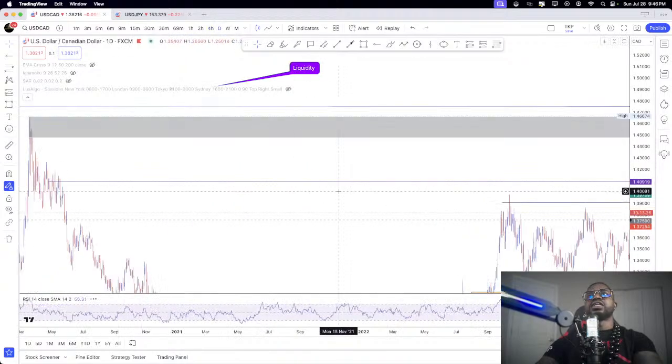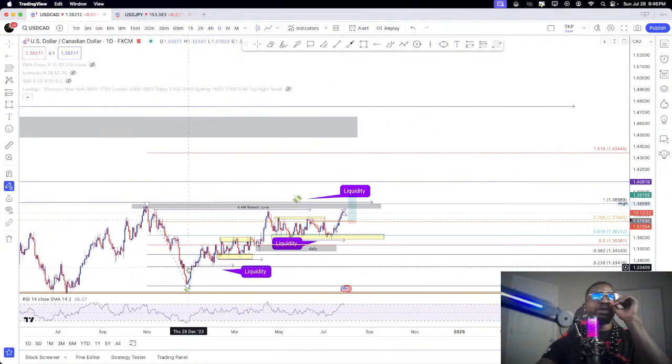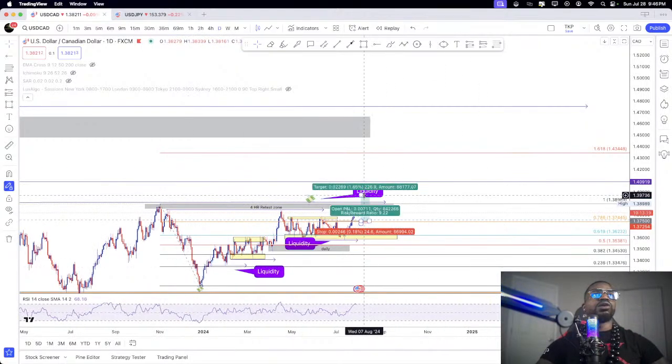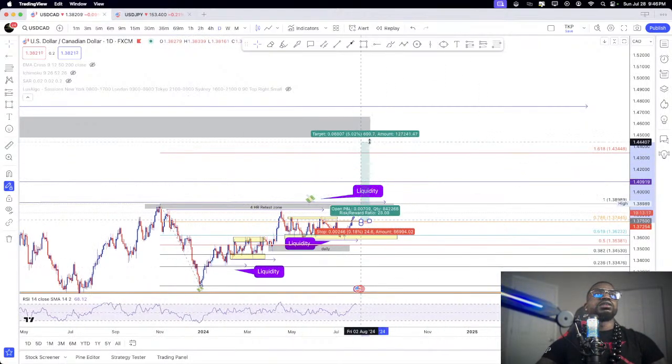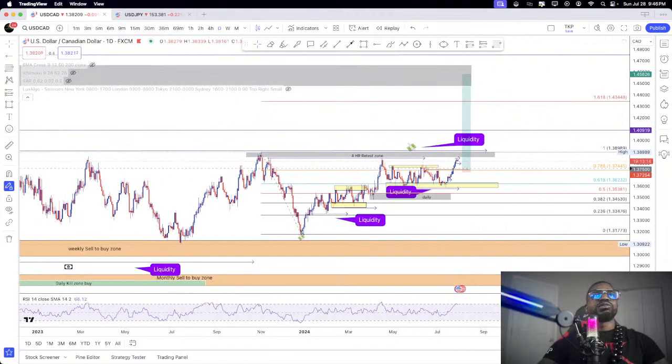So back to the daily. Now we're trying to figure out our targets. All right, so this will be a swing setup, long-term trade. We're gonna hold this thing, okay? So let's say we're taking it here. That is a beautiful trade.